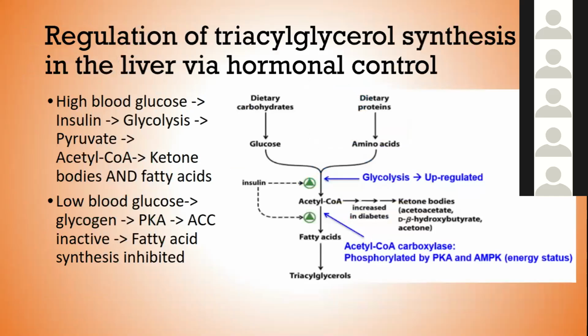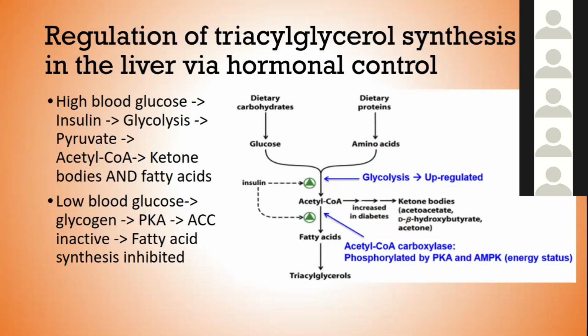So for regulating our TAG synthesis in the liver via hormonal control, let's say you have high blood glucose, right? High blood glucose is going to tell you to release the hormone insulin. Insulin is going to work to promote the pathway of glycolysis, breaking down that glucose because you have a lot of it. And once you get pyruvate from glycolysis, you can take that through the PDH complex like we know, get that acetyl-CoA, and then make those ketone bodies and fatty acids.